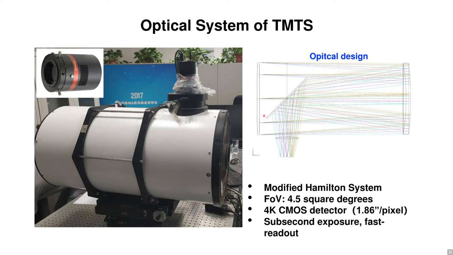The optical system of our telescopes is a modified Hamilton system. Combined with a 4K CMOS detector, it gives 4.5 square degrees for each tube. The CMOS detector that we use is a QHY detector. The spatial resolution is 1.86 arcseconds per pixel. With a CMOS detector, we can actually have sub-second exposures and very fast readout.